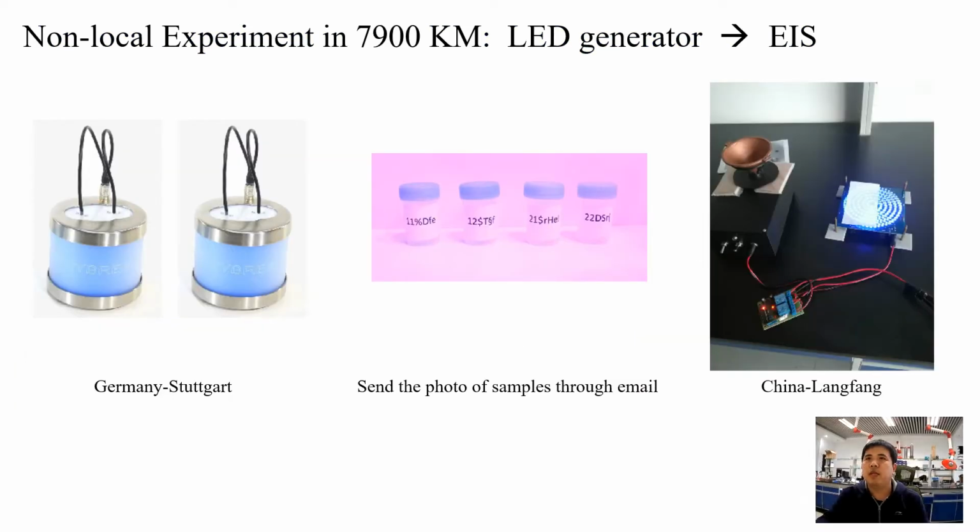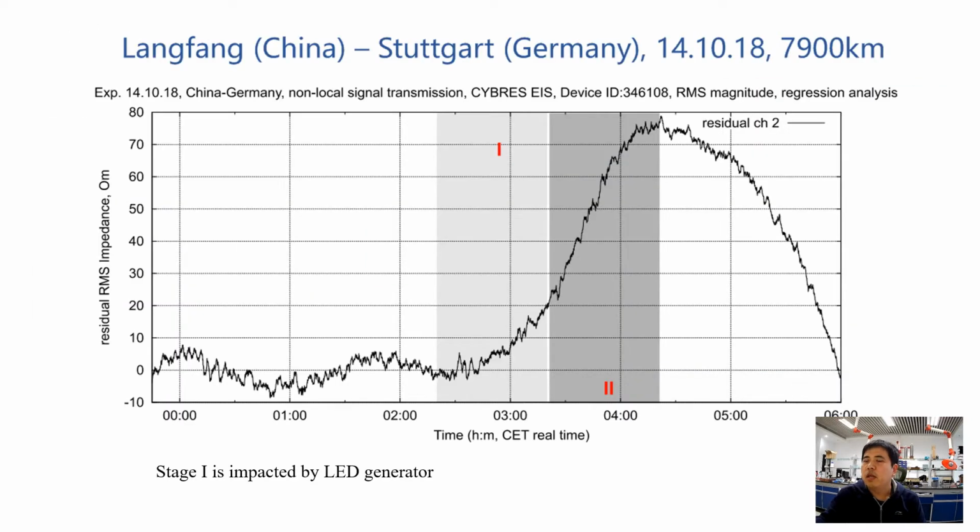The next experiment was cooperated with Dr. Serge Kernbach before the water conference in 2018. The setup is two EIS running in Stuttgart, and the photo of the samples was sent to me through email. And this is my setup. I put the photo on the LED generator. I chose a random time between 0 o'clock and 4 o'clock because the sensor in this period is very stable. So let's see the result.